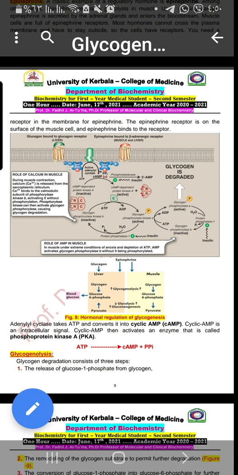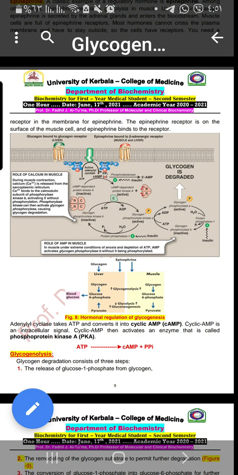The glycogenolysis indicates that glycogen degradation consists of 3 steps: the release of glucose 1-phosphate from glycogen, the remodeling of glycogen substrate to permit further degradation, and third, the conversion of glucose 1-phosphate into glucose 6-phosphate for further metabolism.